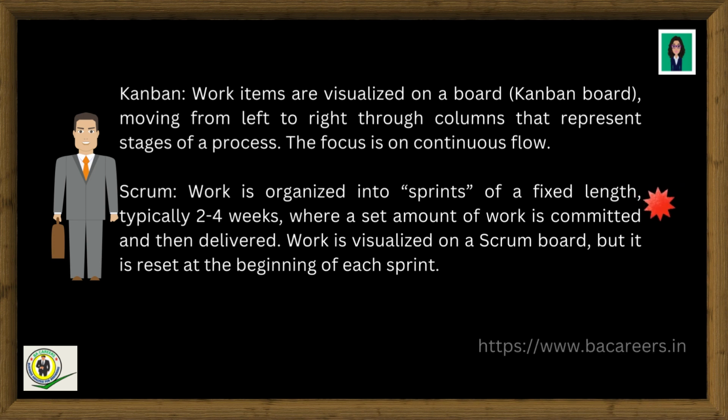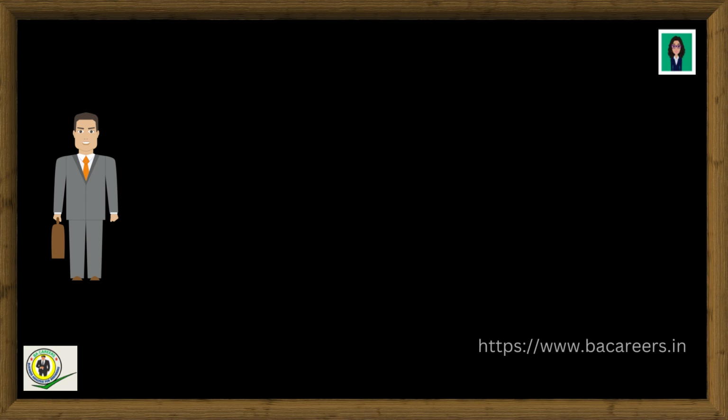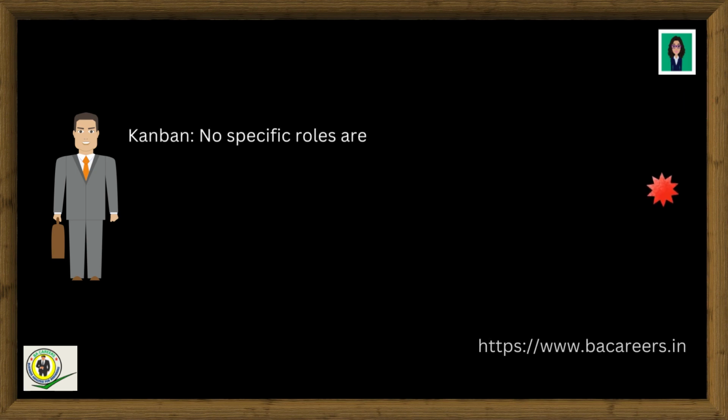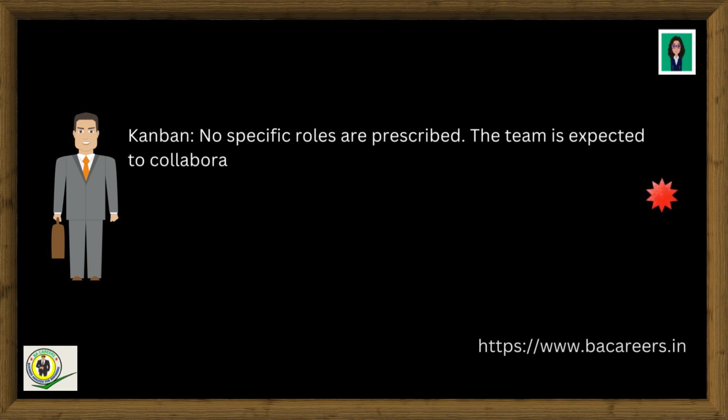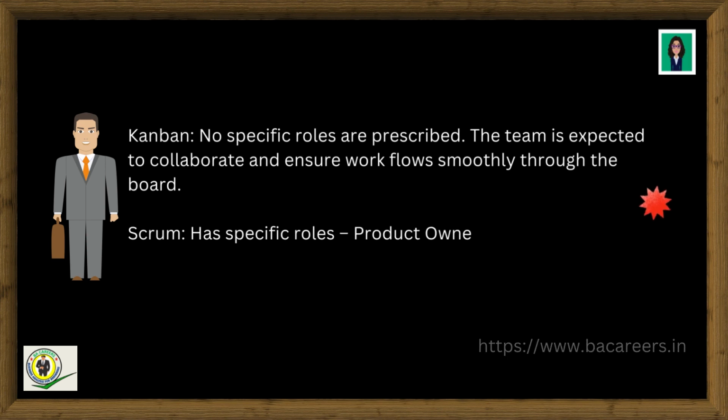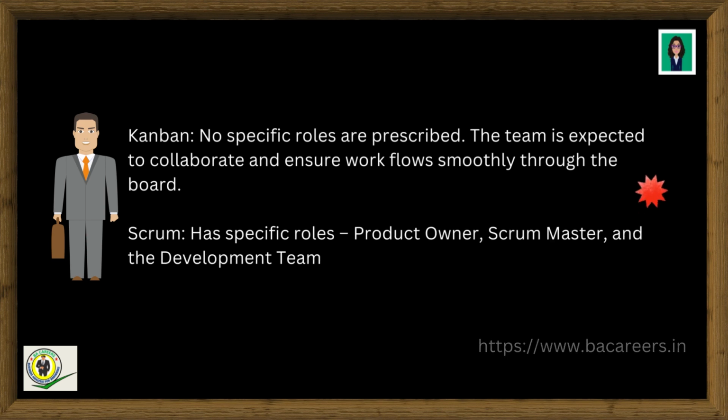3. Roles. Kanban: no specific roles are prescribed. The team is expected to collaborate and ensure work flows smoothly through the board. Scrum has specific roles: product owner, Scrum master, and the development team.